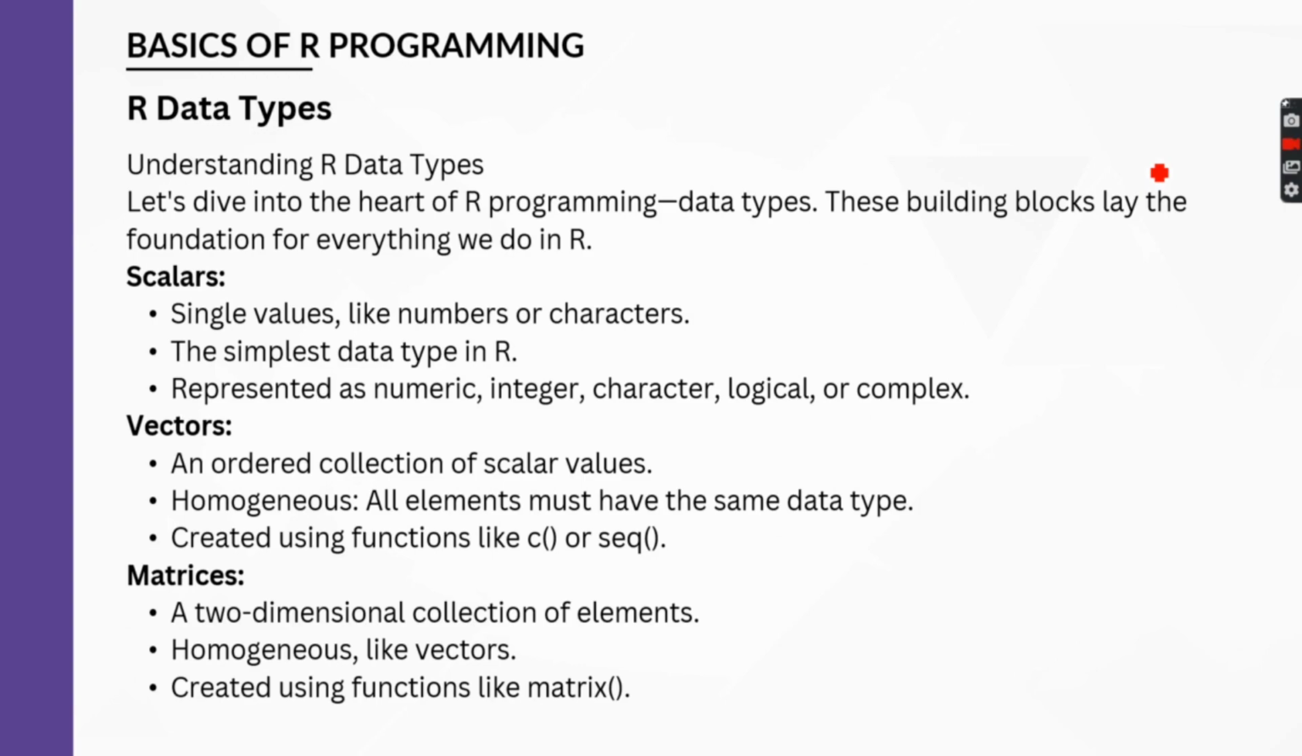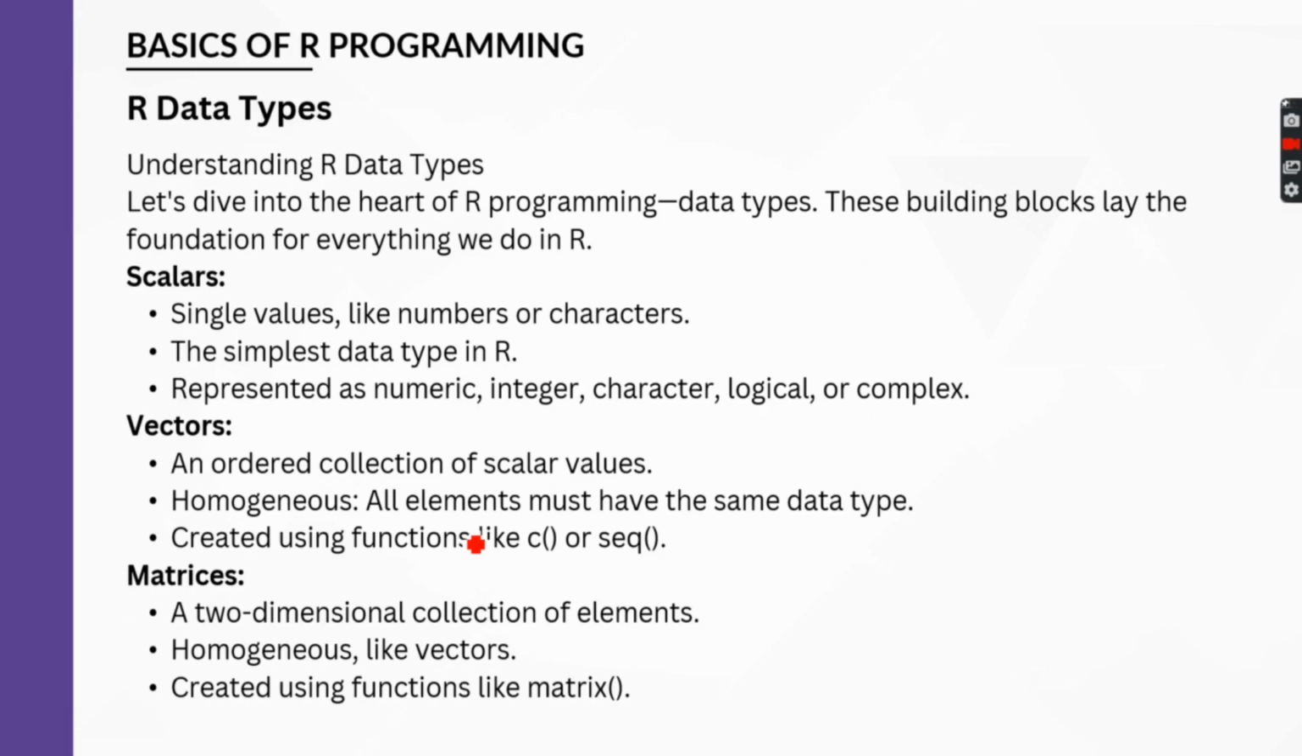Now what are data types? They are the building blocks of any programming language. So in R we have data types like vectors, single dimensional data that we call vectors, multi-dimensional data that we call matrices, tabular data that we call data frames, and lists for a collection of various objects.